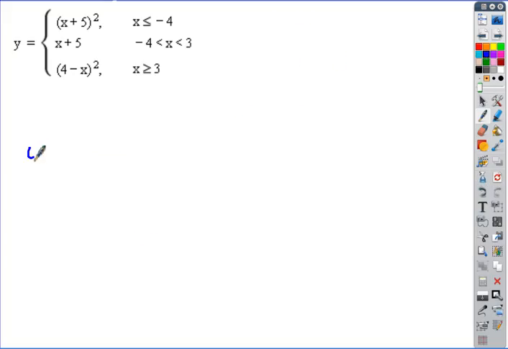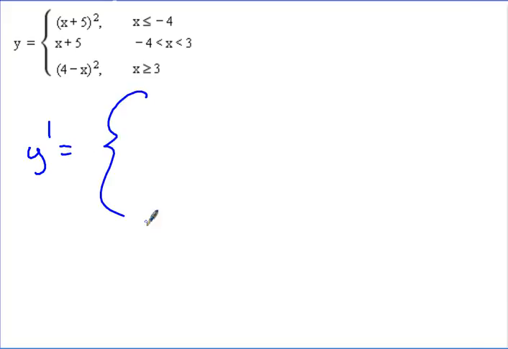If this is y, then isn't y prime just equal to, when x is less than or equal to -4, what is it? What's the derivative of the quantity x plus 5 squared? Now I've got a power, right? So 2 times the quantity x plus 5. And then what's the derivative of x plus 5? 1. So it's just 2 times the quantity x plus 5 to the 1, right? Times 1 if you won't even write. Okay? Now what about down here?